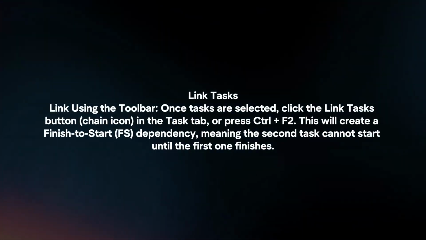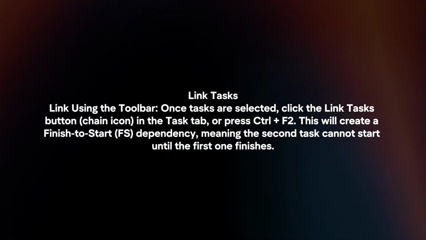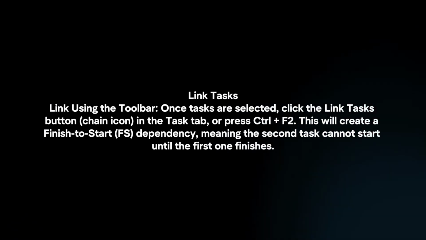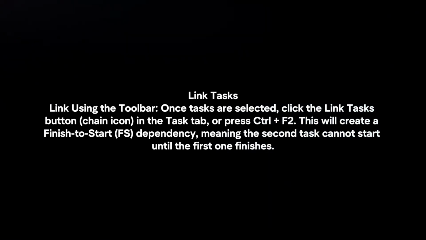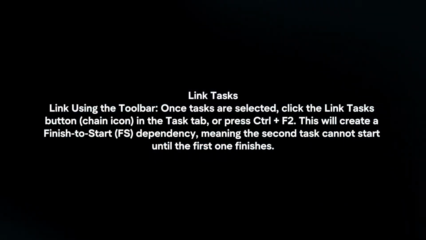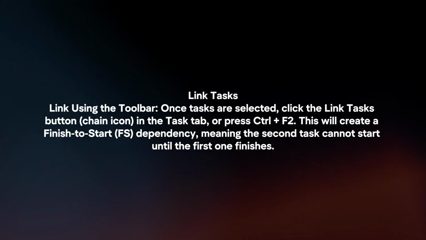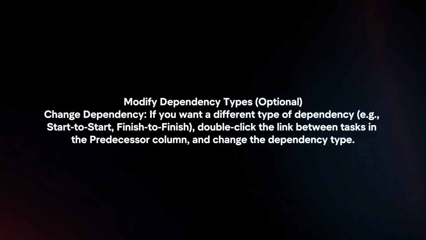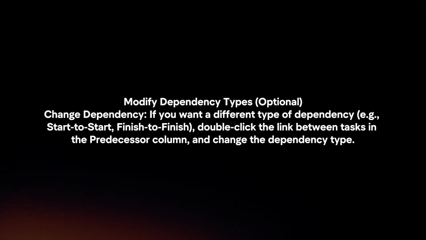Link using the toolbar. Once tasks are selected, click the Link Tasks button in the Task tab or press Ctrl plus F2. This will create a Finish to Start dependency, meaning the second task cannot start until the first one finishes. Modify dependency types. Change dependency.